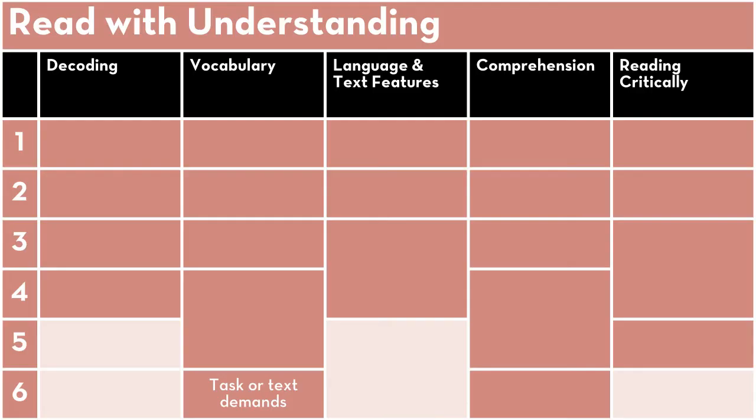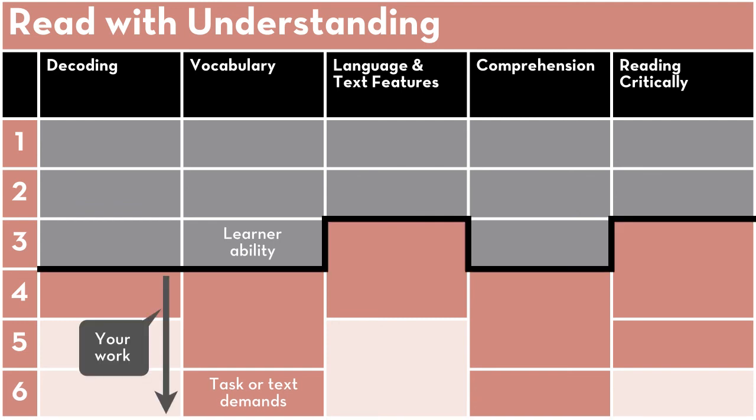Once you've mapped those task and text demands, you can go through and map your learner's ability. And you might be able to do this for particular learners in your group that are struggling. If your learners are all roughly the same, you might be able to map them as a group. It's up to you, whatever purpose you need this for. And once again, it's the gap between where your learners are at versus the demands of your training.